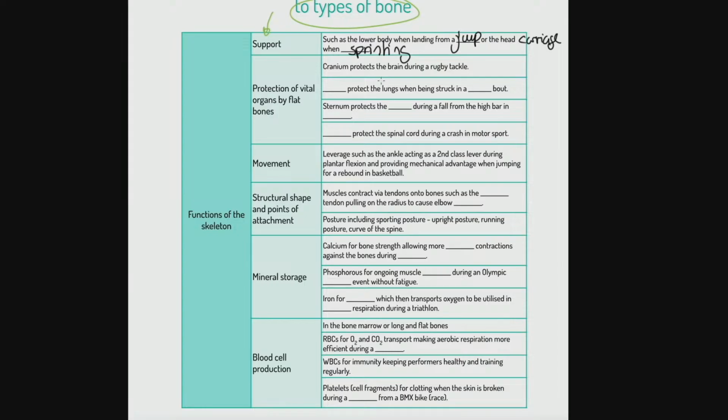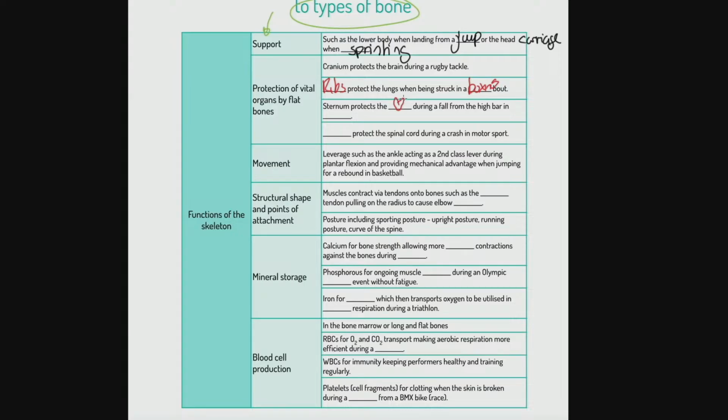Let's go further. We've got here the protection of vital organs by flat bones. Cranium, a flat bone, multiple flat bones actually, protects the brain during a rugby tackle. I would go a bit further: when landing on a hard surface during a rugby tackle maybe. But here, what have we got? Something protects the lungs. What is it? It's our ribs that protect the lungs. When struck in, let's say, a boxing bout, could be any kind of combat, but a boxing bout, the sternum protects the, I'm going to draw it for you.